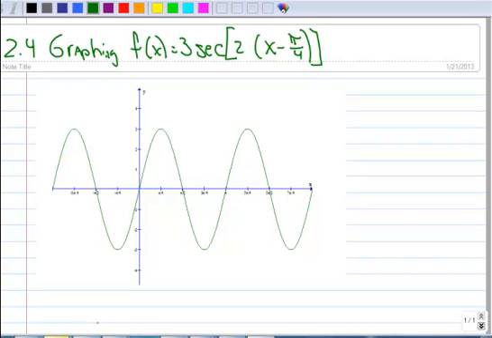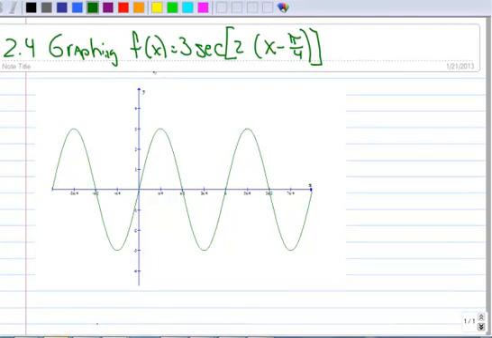Alright, in this example we want to graph f of x equals 3 times the secant of the quantity 2 times x minus pi over 4. So the first thing you have to graph, which I have already graphed, is y, or f of x equals 3 cosine, because those are reciprocal functions, 2 times the quantity x minus pi over 4. So you're going to graph that just like you did in the lesson a couple lessons ago when we graphed translated cosine functions.